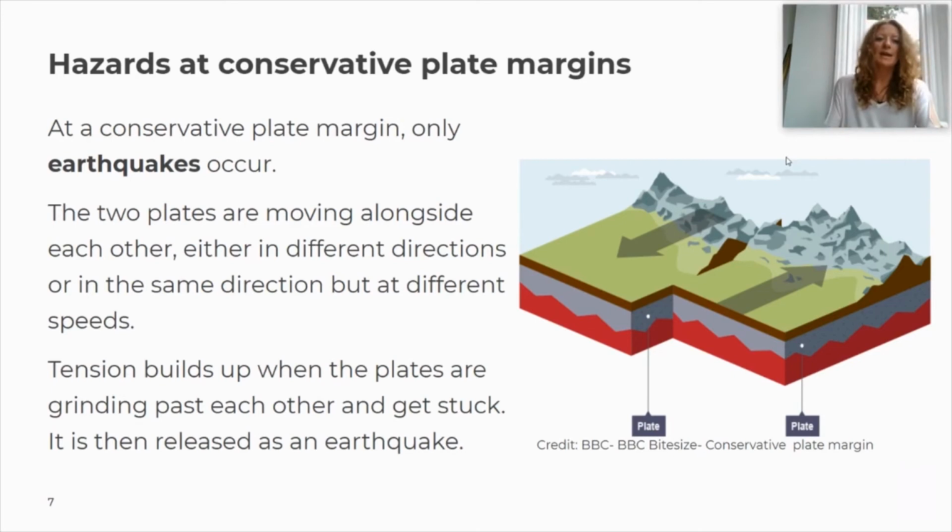Now, what you have is you have 2 plates and they are either moving past each other in different directions, or they could be moving in the same direction, but at different speeds. In our diagram that we've got on the screen, you can see that they are moving past each other in different directions. Now, what then happens is that tension builds up when the plates are grinding past each other. Bits of the rock get trapped on each other, and the tension builds. And essentially, when that tension is released, that is the earthquake. That is the energy that is released.